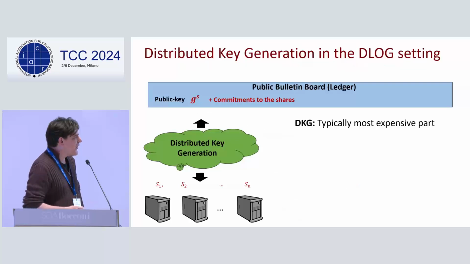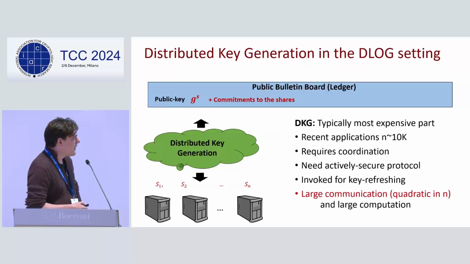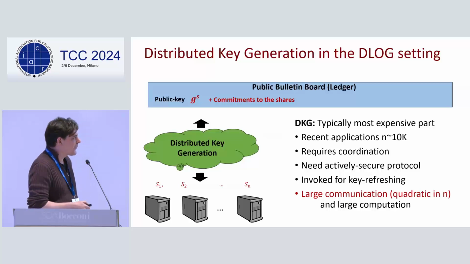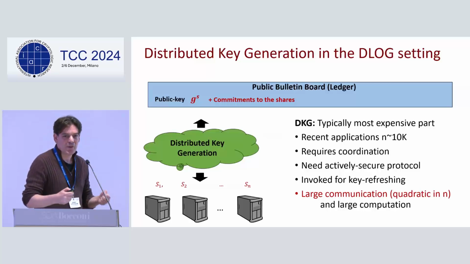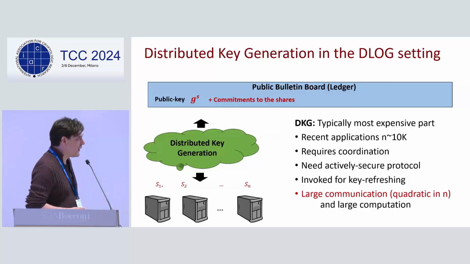So in this big system, the most expensive part is this protocol. The reason is that in recent applications, the number of servers is typically very large, thousands, even tens of thousands. And this protocol is interactive, it requires coordination. All the other parts in this system are actually non-interactive. They have a single message kind of structure.